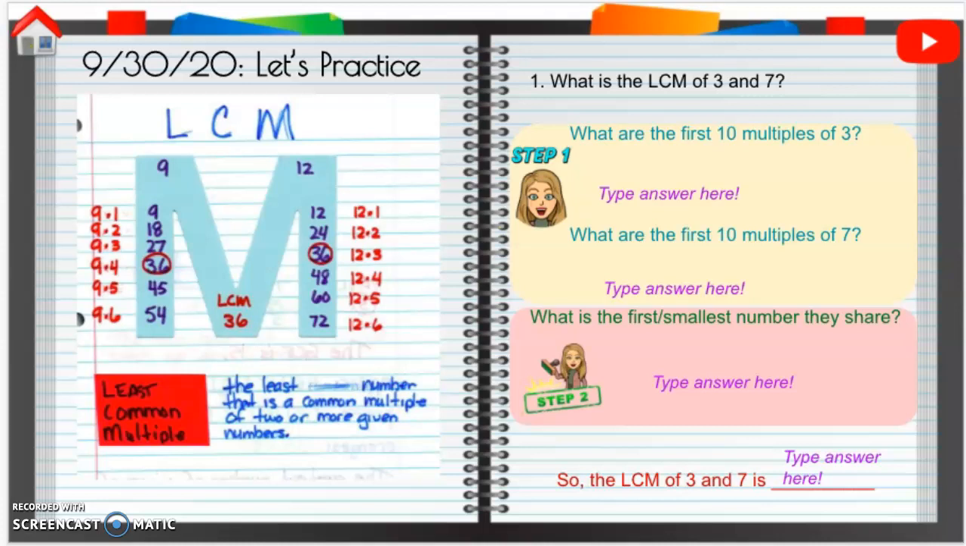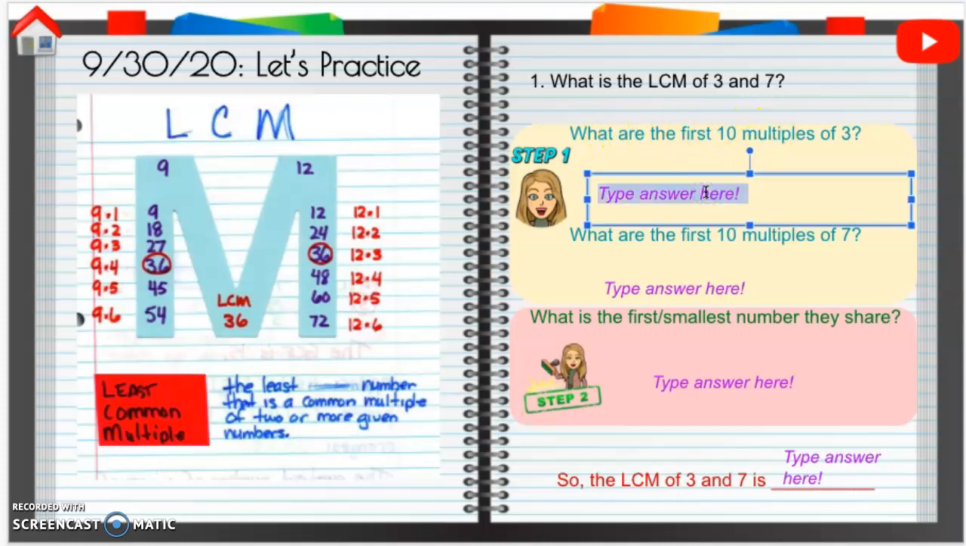September 30th, 2020, let's practice. So number 1, what is the least common multiple, or the LCM, of 3 and 7? So least common multiple, first we're going to do our step 1. What are the first 10 multiples of 3?